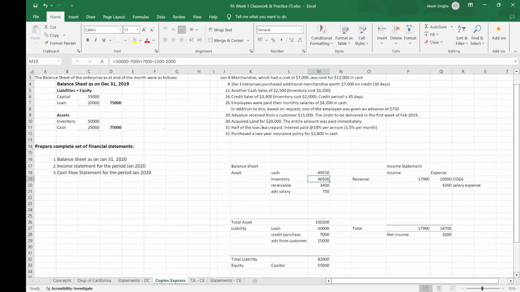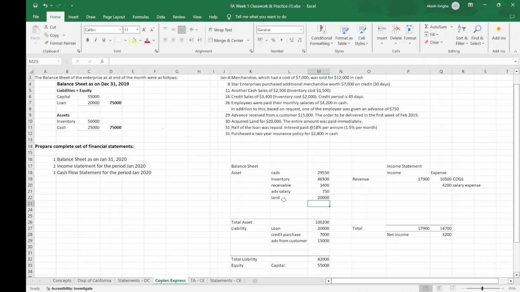Okay, and acquired land of 20,000, the entire amount was paid, meaning minus 20,000 of cash, and land of 20,000.